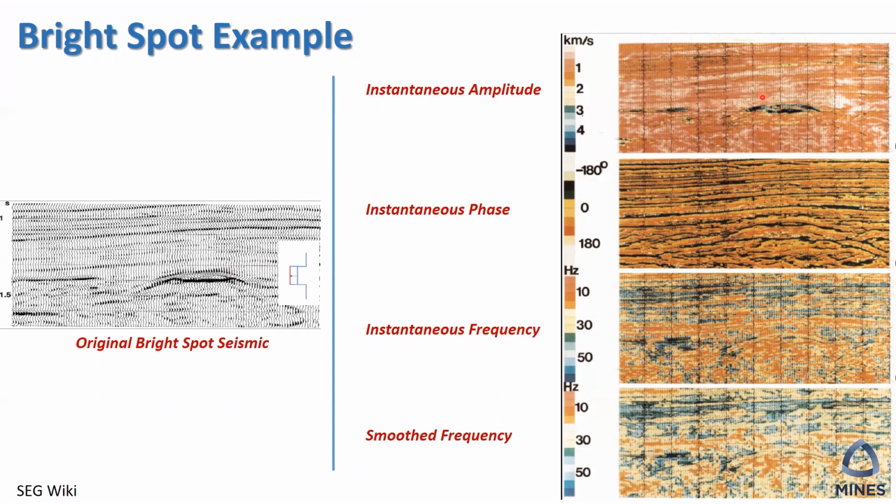And on the right, you see the instantaneous amplitude, instantaneous phase, instantaneous frequency, and smoothed frequency. So you can see immediately that the instantaneous amplitude, which is the envelope of this thing on the left, shows you a pretty strong change in amplitude that's easier to spot. This is similar to doing a 90-degree phase shift, but it's actually better than that in the sense that you're looking at the envelopes of the positive and negative part combined together.